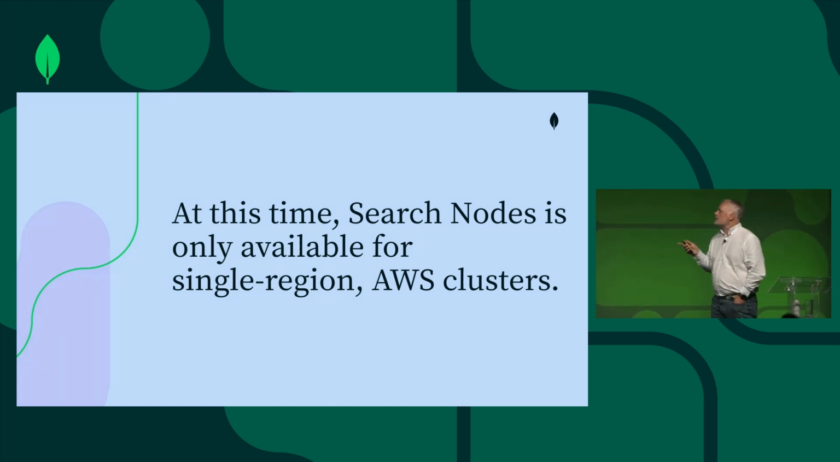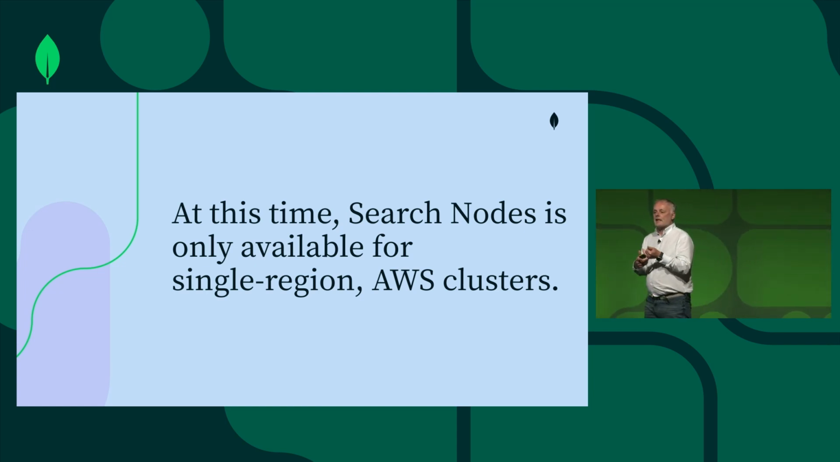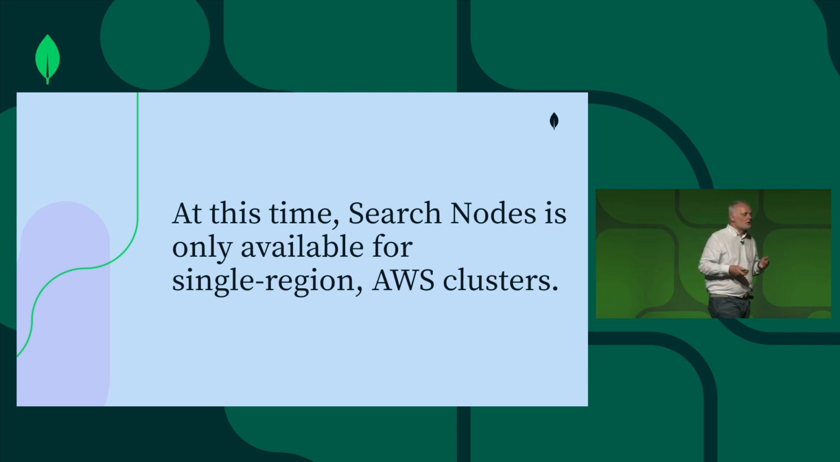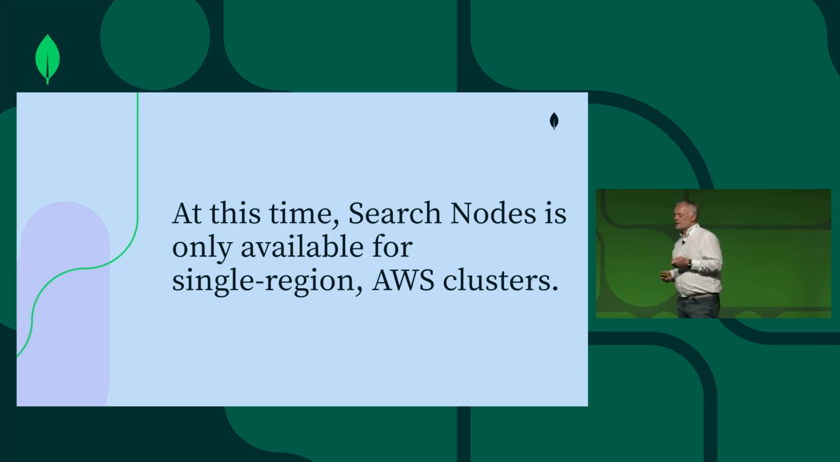A current limitation, at the moment, search nodes are only available for single region replica sets, so no sharding, in AWS clusters. Obviously, that is going to change. This is during the preview phase. But one of the advantages of joining the DASL program is you can actually influence this and just put pressure on to say, I need it on Azure, I need it on sharded clusters, I need it on Google.